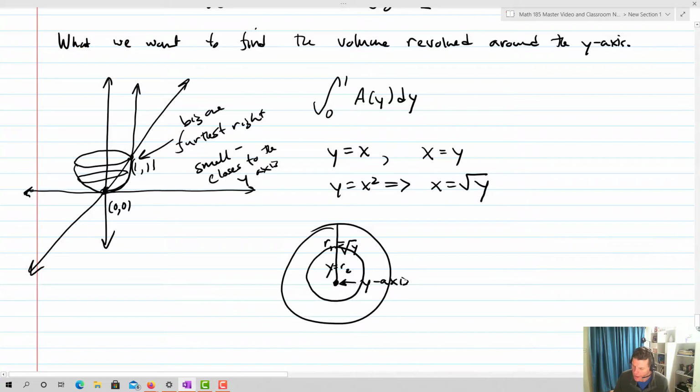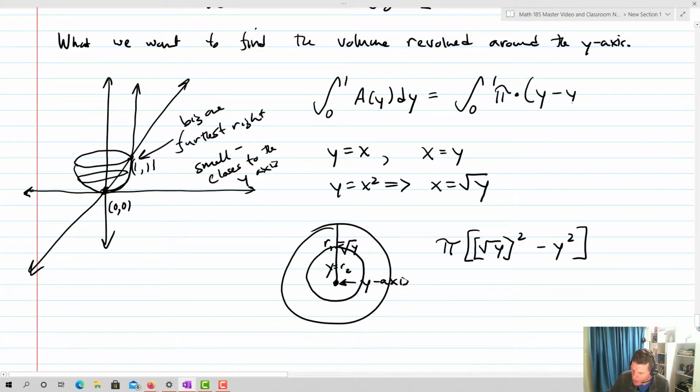Okay? So in this case, what we get is pi times the square root of y squared minus y squared, and that's our area. Or excuse me, that's the area of the figure. So now we get 0 to 1 of pi times, and this will end up being y minus y squared dy.